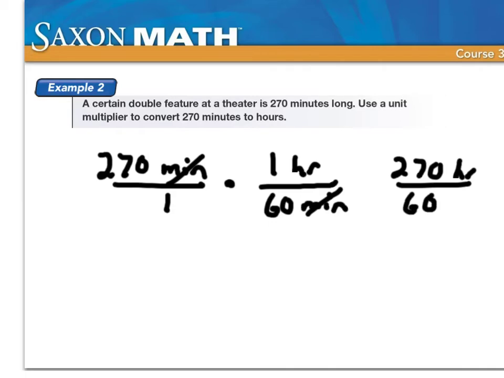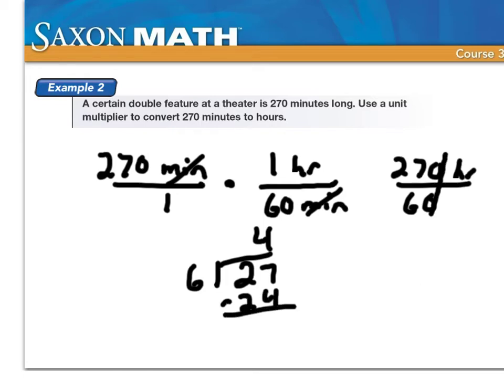Now we just need to reduce this, so we're going to simplify and do 270 divided by 60. These zeros can cancel each other out, so it's just like doing 27 divided by 6. And 6 goes into 27 4 times. 6 times 4 is 24. And we get a remainder of 3. So that is 4 and 3/6 hours, which is the same as 4.5 hours.